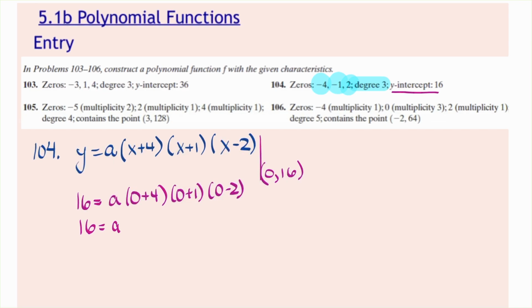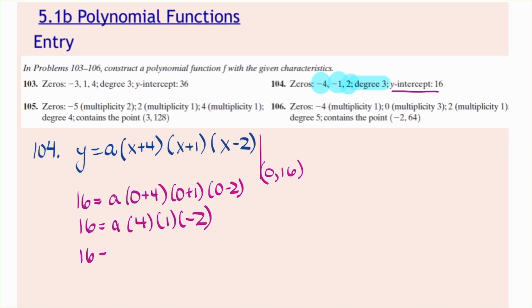Evaluating, I get a times 4 times 1 times -2. So I get 16 equals -8a. Divide both sides by -8. I get that a equals -2.